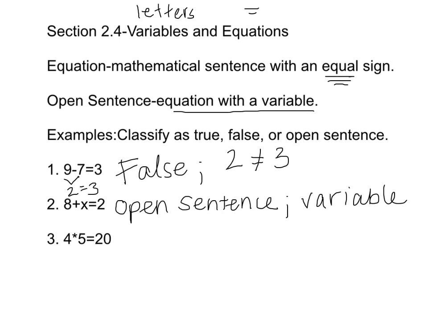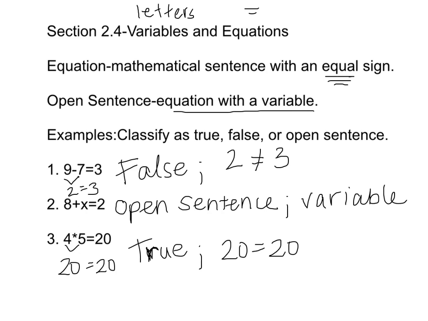Number 3 says 4 times 5. Remember the little asterisk sign means times. 4 times 5 equals 20. I'm going to solve that. 4 times 5 is 20 equals 20. That is true. Sorry, my R looks like a V. That is true. I'm going to write my semicolon and write 20 equals 20. So this is kind of an easier way to just say, is it true, false, or is it an open sentence that we aren't going to solve yet?